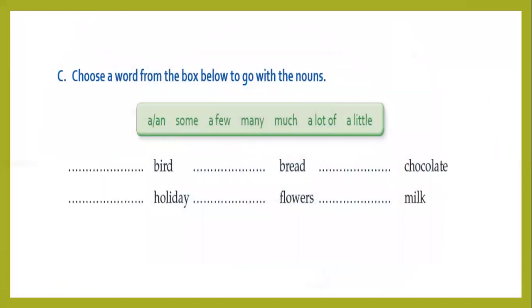You have to choose a word from the box below to go with the nouns. First one is bread. So here, what will we be using? A word. Now, if you want bread, how will you ask? You will ask, give me some bread, right? So, some bread. Now, if you want chocolates, then what will you be using? A lot of, right? You love a lot of chocolates. So you will use a lot of chocolate.